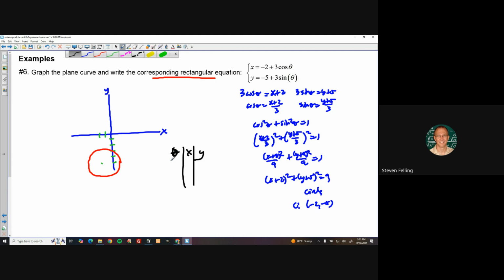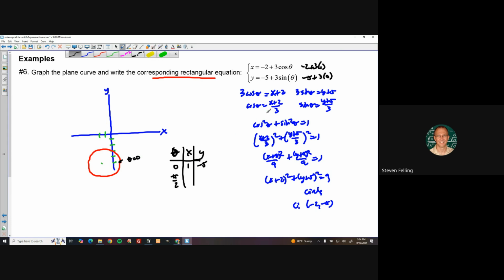Let's pick 2 convenient points. How about 0 and pi over 2? If I plug 0 into the x here, that would be negative 2 plus 3 times cosine of 0, which is 1, so that would be a 1. X is 1, and y would be negative 5 plus 3 times sine of 0 is 0, so that's negative 5. So we're at the point positive 1, negative 5. That's right here on the curve at theta is 0.